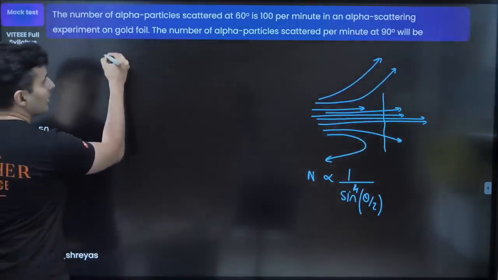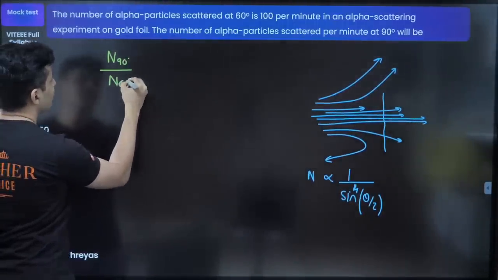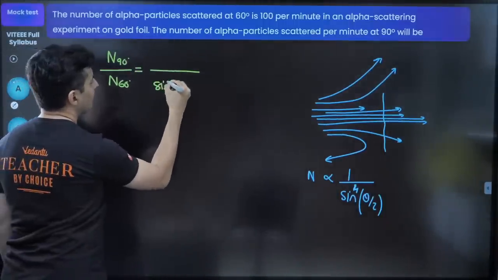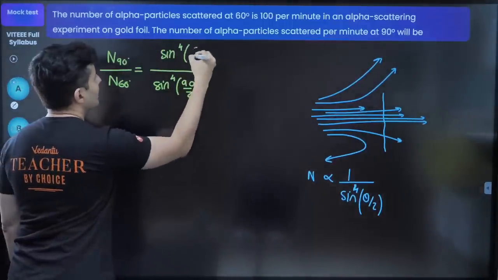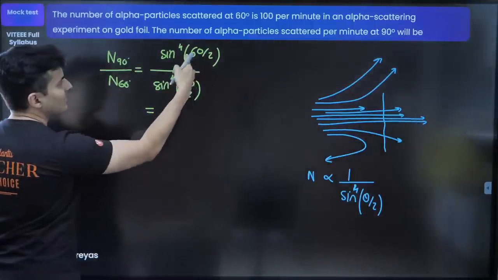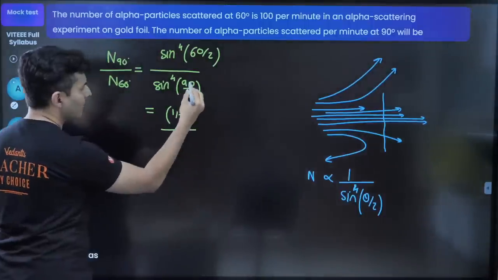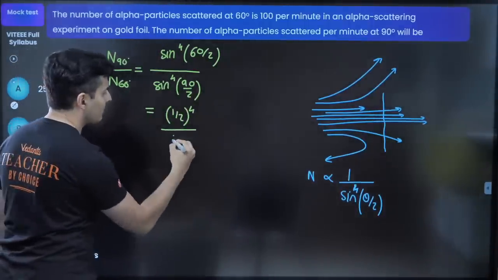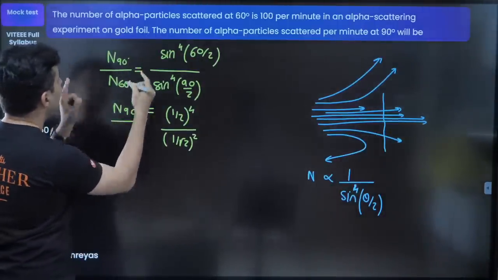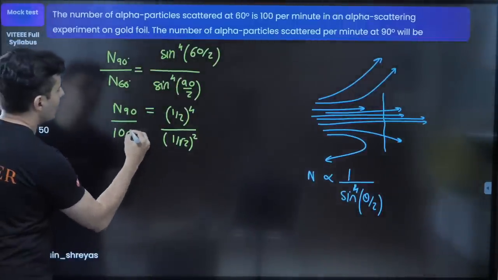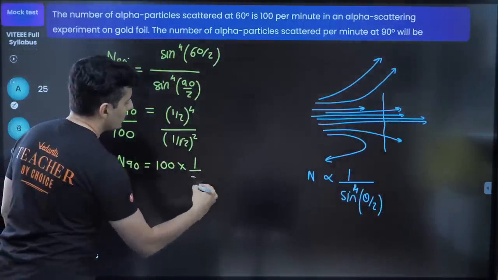So let's use this. The number of particles at 90 degrees upon number of particles scattered at 60 degrees will be nothing but sine raised to 4 of 90 by 2, and this is sine raised to 4 of 60 by 2. This is nothing but sine 30. So sine 30 is nothing but half raised to 4, divided by 90 by 2 is 45. Sine 45 is 1 by root 2, so square. So this N90 I do not know. N60 is how much? N60 is given 100.